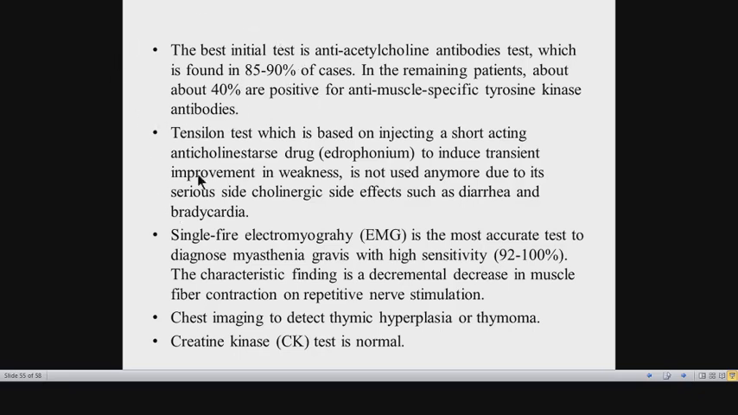There is another test, an old test used to diagnose myasthenia gravis, but nowadays it's obsolete. It's not used nowadays, which is called the Tensilon test. In this test, you will use a drug which is a short-acting anticholinesterase drug called edrophonium.